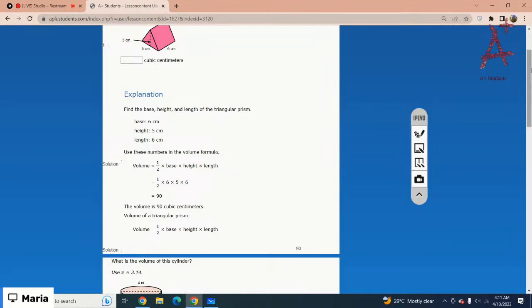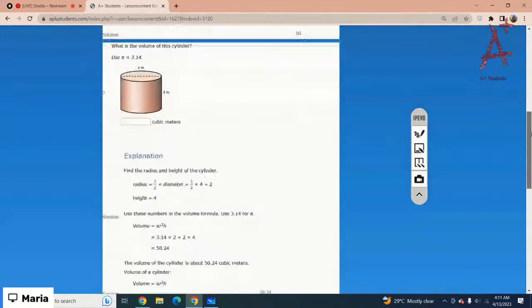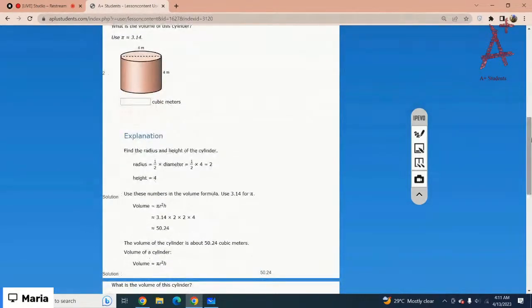Got it? Okay, the next one is, what is the volume of the cylinder? The volume of the cylinder is V equals pi r squared h. So just put in all the values. You are given the diameter. Radius is half of the diameter. You can calculate the radius by dividing the diameter by 2. So the radius would be 2. Got it? So just put in all the values. It would be 50.2 h. So the basic thing here is you just have to memorize these formulas and just use them.